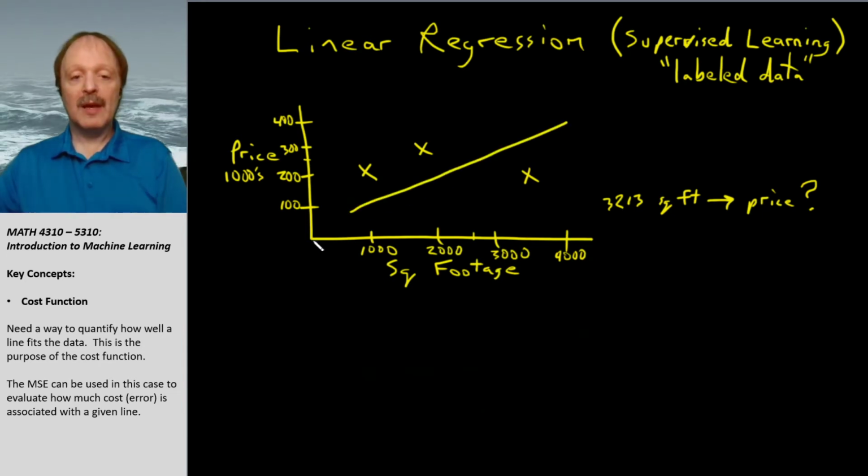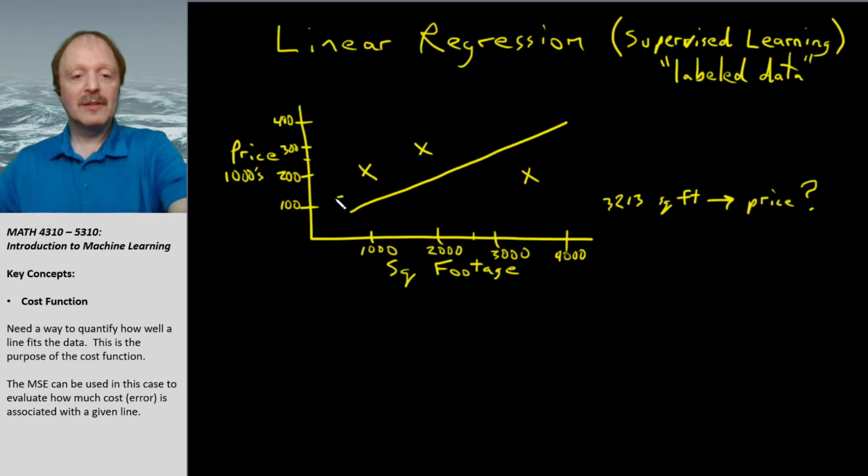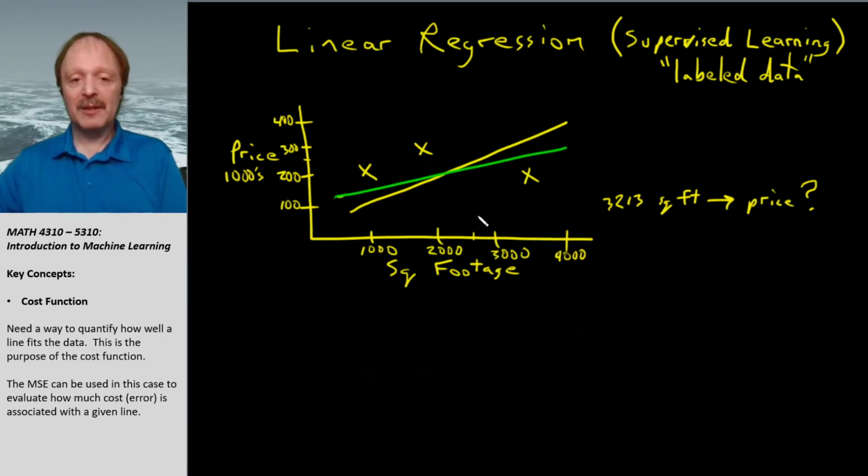Now, how can I tell if this line is a better fit to the data? Then maybe I'll draw it in a separate color so that we're not confusing it. Then that line, how can I tell which one's a better fit to the data? And if you've had any statistics, you already know the answer to this. You can probably just guess it too if you look at it for a second. The way that we quantify whether or not a line is a decent fit to the data is by seeing how much error there is with the line.